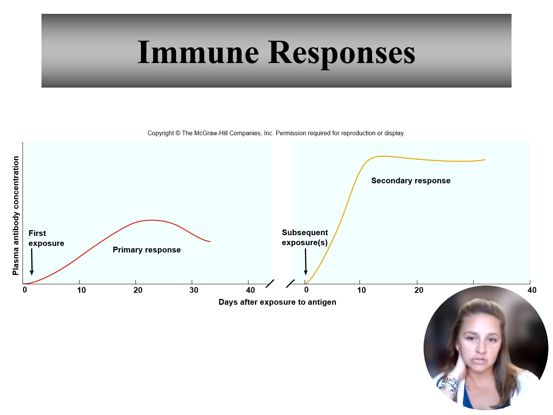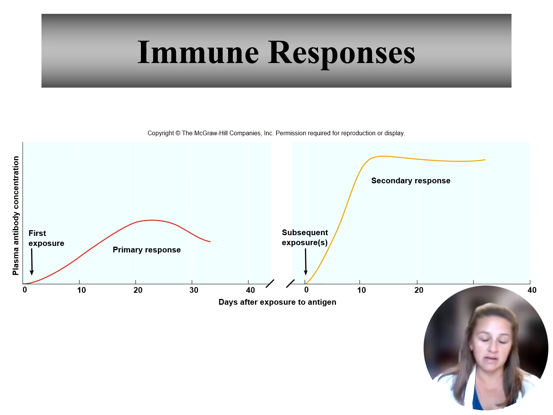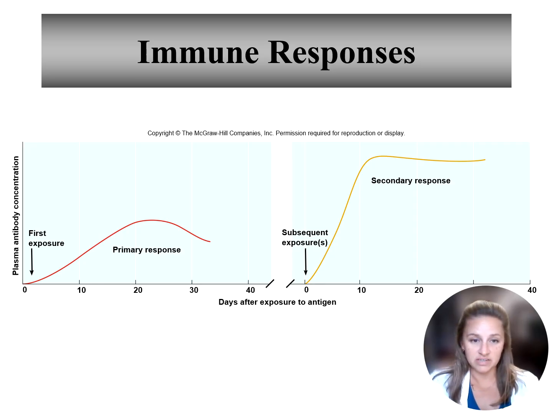So this is a graph that shows the time of onset of exposure to a pathogen and what happens if you have been exposed already and have made antibodies against it. So this is showing, if you were exposed to a pathogen, a bacteria or a virus that had a protein on it, and you were first exposed to it, it might take you 20-25 days to make enough antibodies to maybe fight off whatever this infection is.